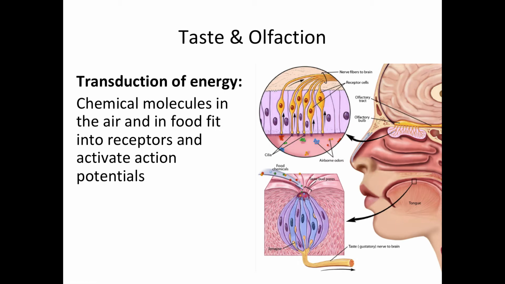You can see the olfactory receptor cells in the olfactory bulb. Here you have the olfactory bulb, and here you have these receptor cells that go down to the top of the nose. Below, you can see these little taste buds or taste bud pores that connect to the gustatory nerve, which eventually goes all the way to the brain. These are just very brief examples of how these sensation receptors work and how they transduce energy into action potentials.